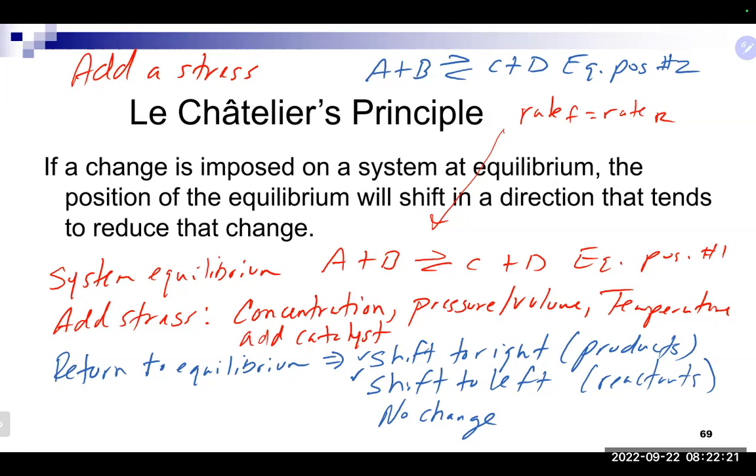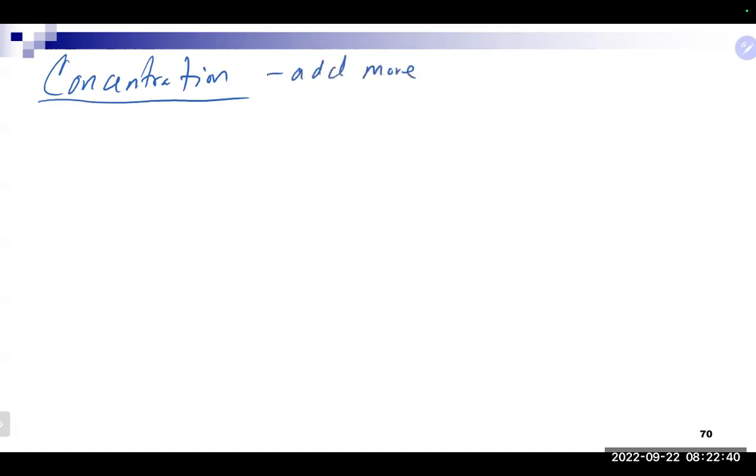So let's talk about some of the things we could do and the effect that it has. We'll start with concentration. With concentration, there's two things you could do. You could either add more products or add more reactants. When you add more, it will shift away from the side you added it to.